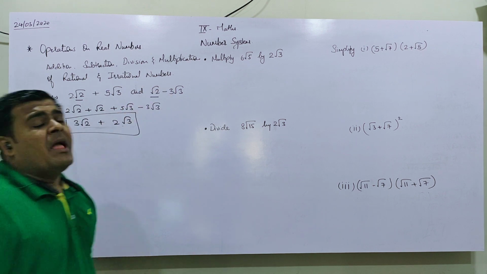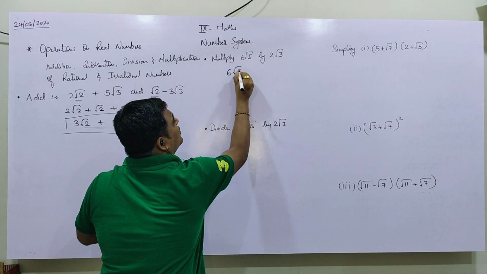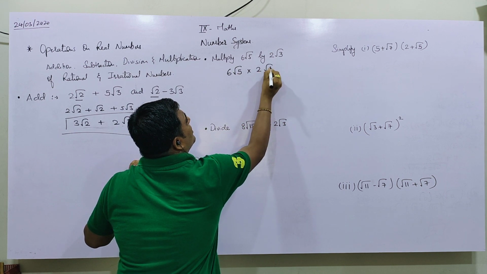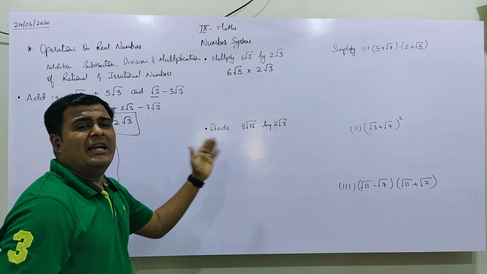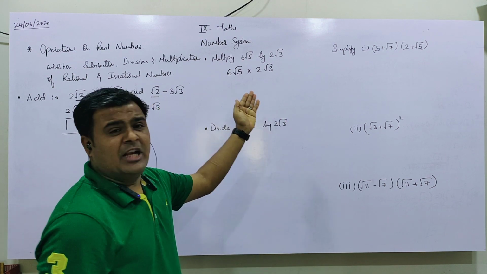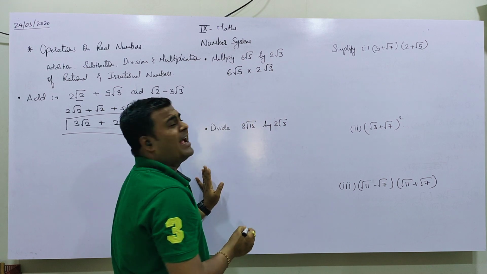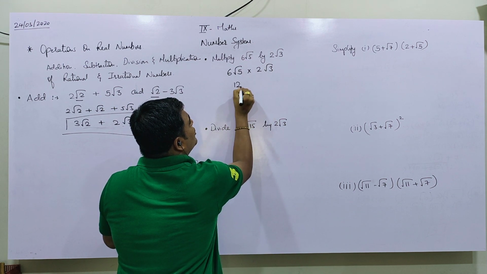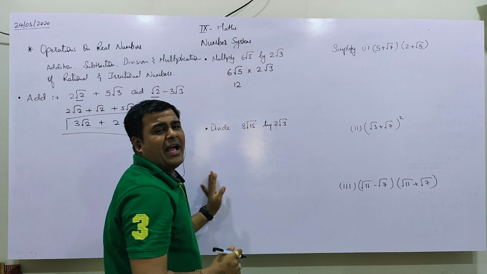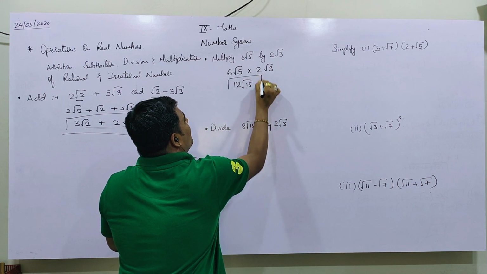Now let us see the multiplication. Here we have multiplication of root 6 root 5 into 2 root 3. Remember, you need to multiply rational number with rational number and irrational number with irrational number. So 6 and 2 are rational numbers. 6 2s are 12 and root 3 into root 5 becomes root 15. This is your final answer.